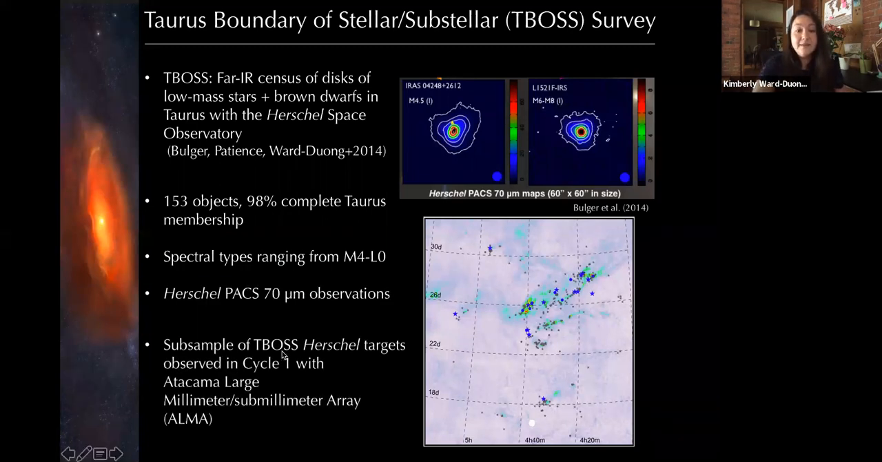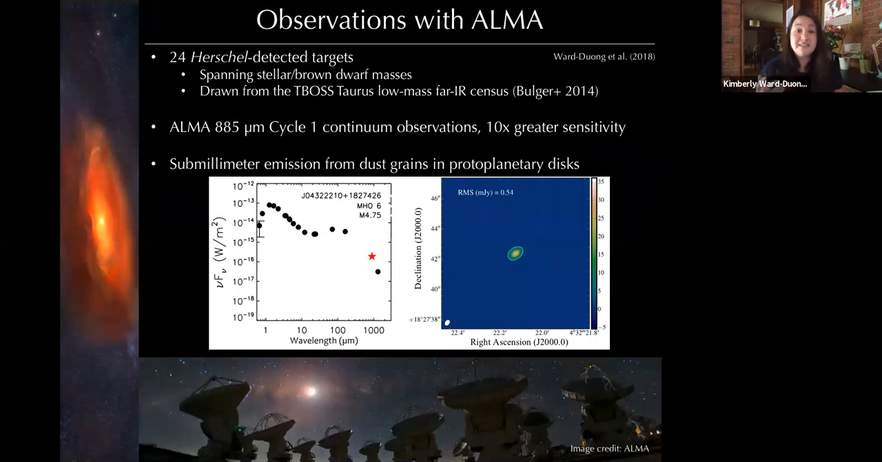We looked at a subsample of these objects way back in cycle 1 with ALMA, across the entire extent of the Taurus star-forming region, to understand what their disk properties might be like. So the ALMA observations span the stellar-substellar boundary. They had 10 times greater sensitivity with ALMA than any previous facility, and really allowed us to understand, looking at the SED here, what the submillimeter fluxes of these disks were like in order to understand how much mass exists in dust around these objects. And here you can see a single, extremely clean ALMA map, showing the beam size in the lower left, showing that we're not only measuring the amount of submillimeter size dust grains in these systems, but also starting to spatially resolve the sizes of these disks as well.